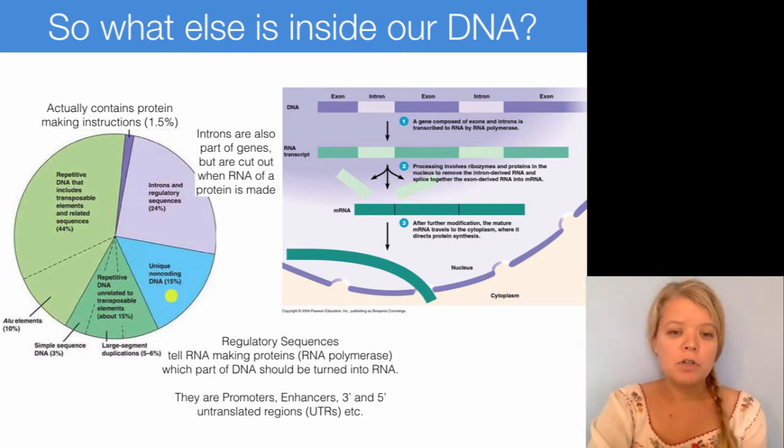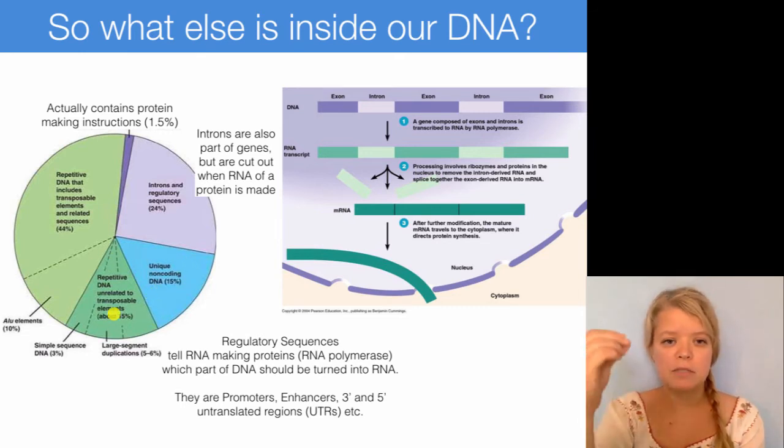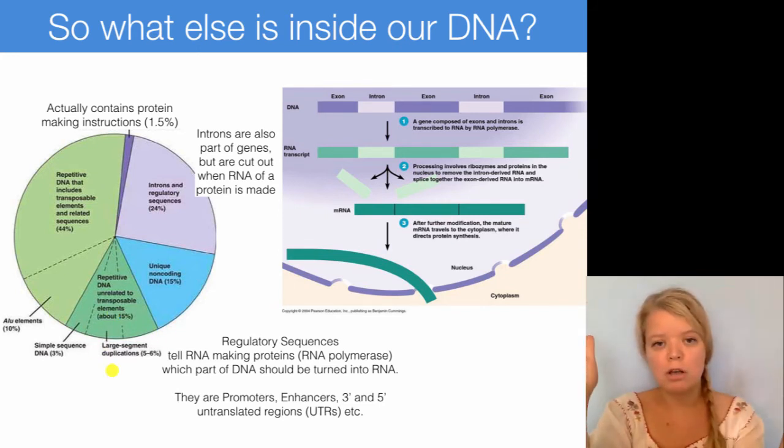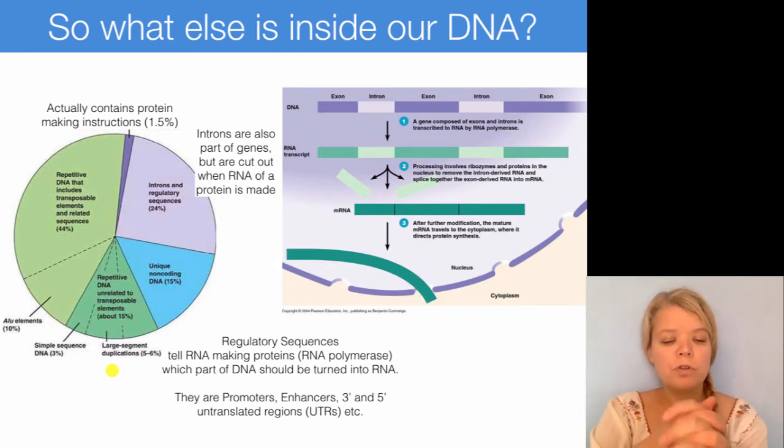Then we have unique non-coding DNA sequences and repetitive DNA sequences that are not related to transposons. These can be, for example, large duplications of chromosomal chunks, inversions and so forth. In fact, the whole field of genomics deals with the complicated and fascinating DNA architecture of eukaryotic genomes.